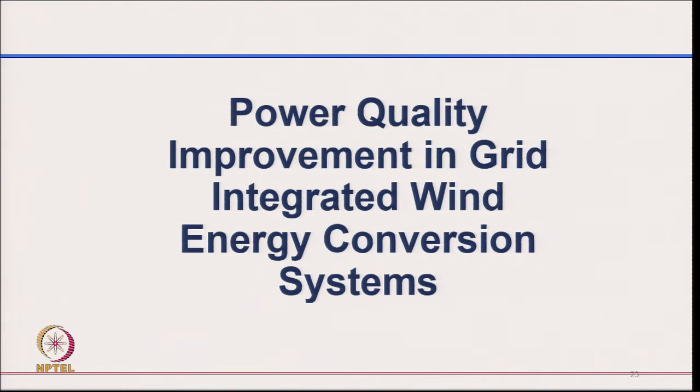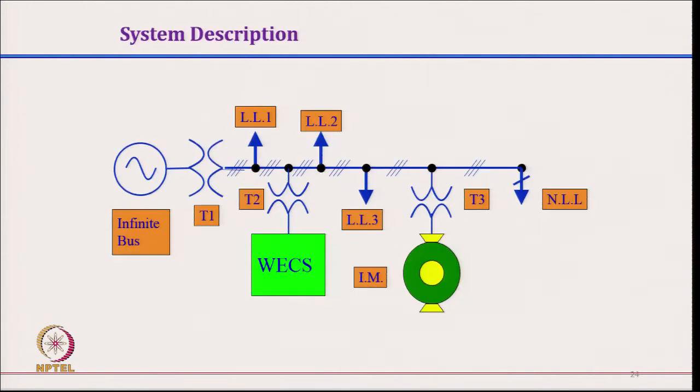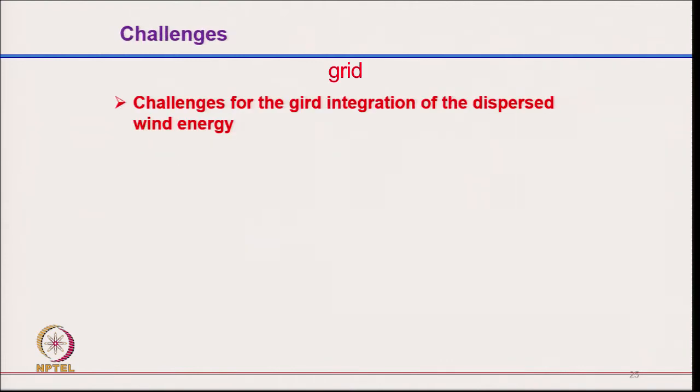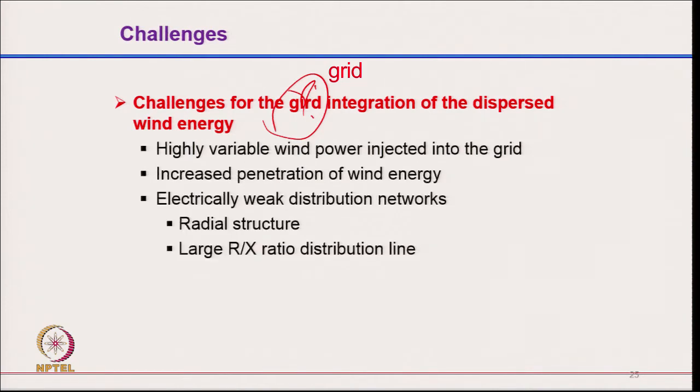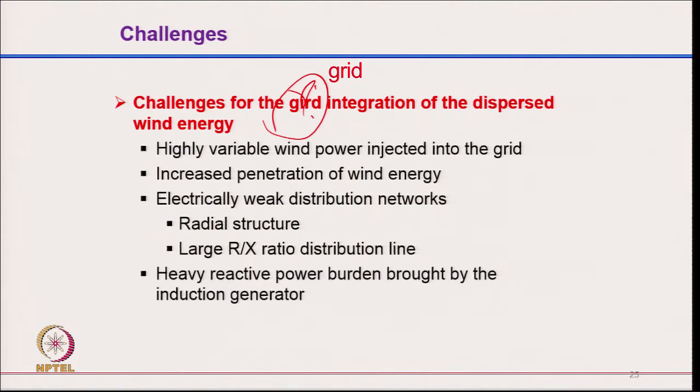Now coming to power quality improvement in grid integrated wind energy conversion systems. The wind energy conversion system has to be integrated to the grid, normally with a transformer, where the other loads and other generation are. There are challenges in the grid integration of dispersed wind generation: it is highly variable wind power injected into the grid, with increased penetration of wind energy, and an electrically weak distribution network with radial structure and large R by X ratio distribution lines, and heavy reactive power burden brought by the induction generator.